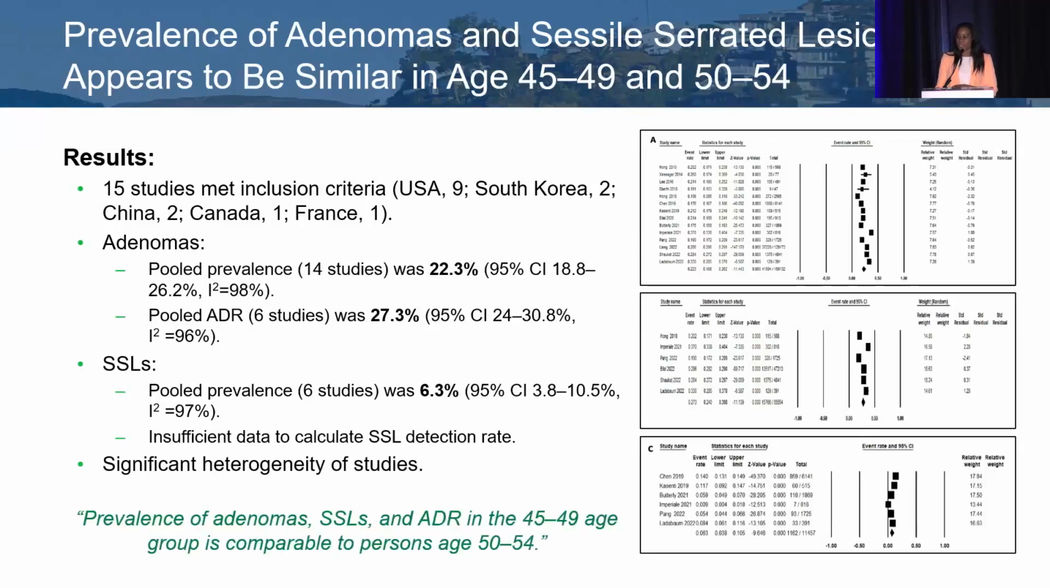But the overall conclusion from this abstract was that when we look at the prevalence of adenomas and sessile serrated lesions and adenoma detection rates in individuals who are 45 to 49, we actually can use similar goals to when we look at individuals who are age 50 to 54 or older. So when we're setting that goal of ADR of 25% in our health settings, we're probably doing okay using that goal as we extend the guideline to individuals who are 45 to 49, which is important.